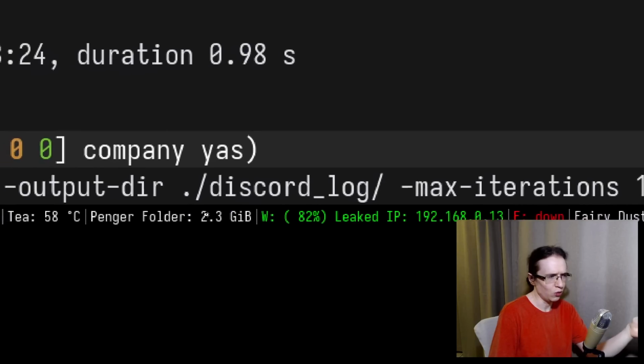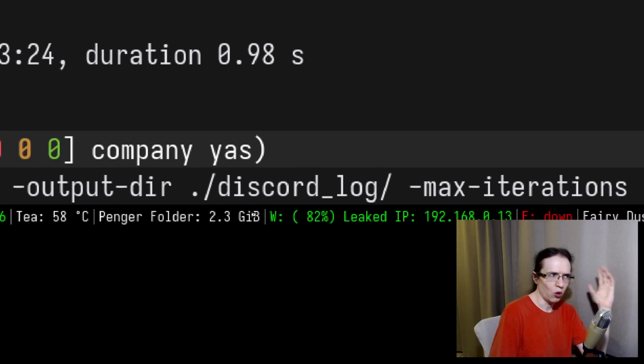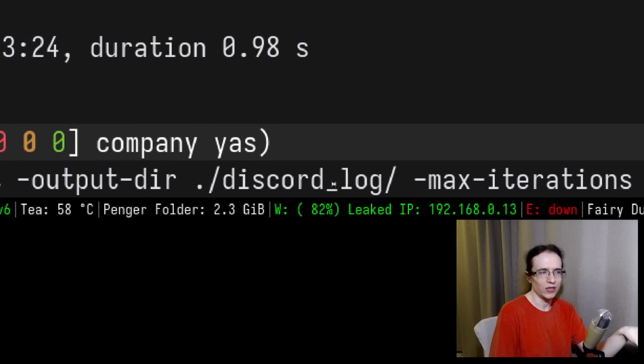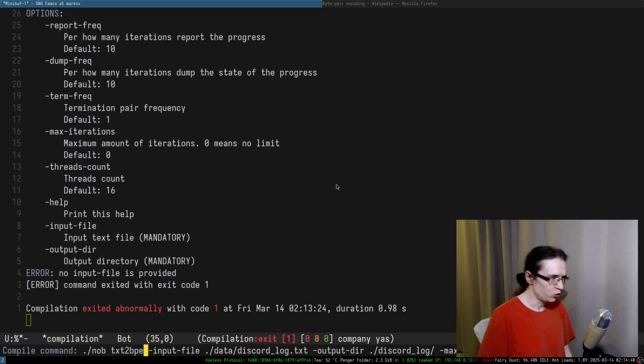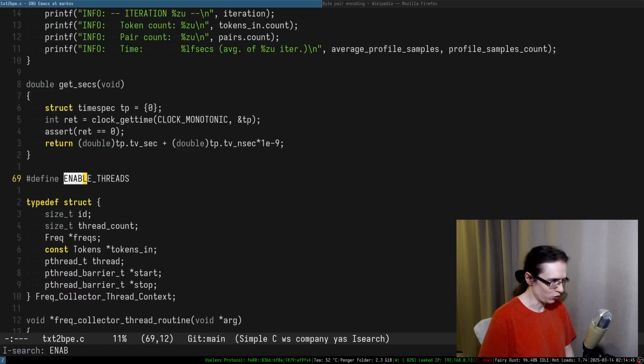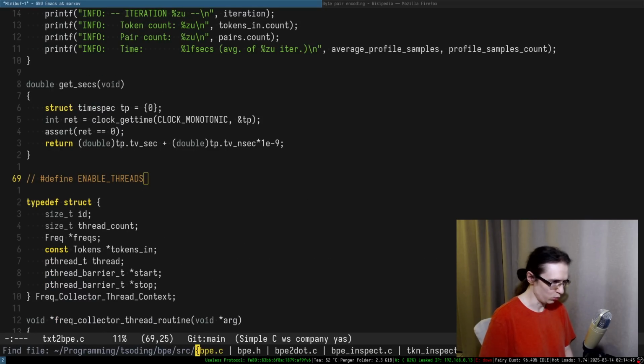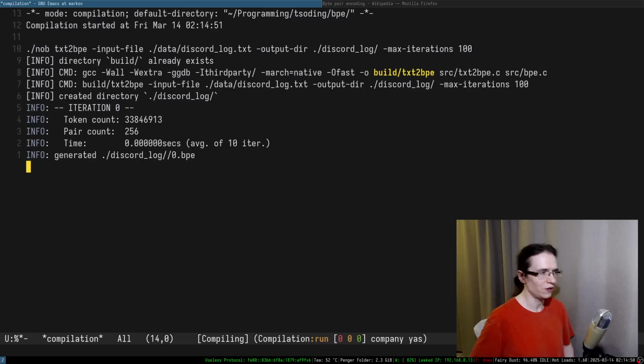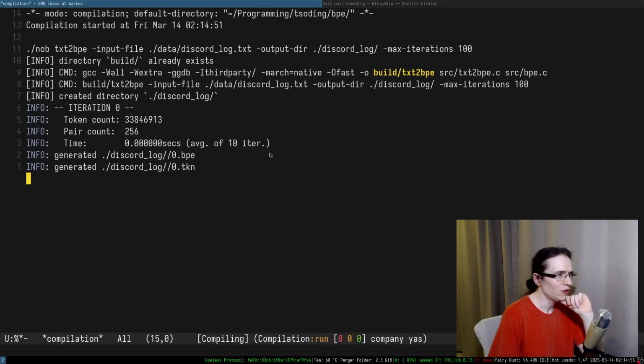And also let's reduce the amount of iterations, because it's going to go for very long, over 100,000 iterations, which is several hours. Let's limit the amount of iterations to 100, right? And let's try to run it. Maybe I'm going to disable the threading mode just to see how slow it goes without any threading. So let's go. This is going to be 100 iterations and it's going to be dumping its state every 10 iterations.